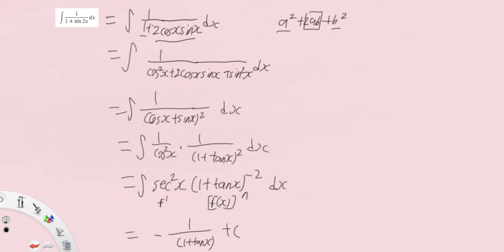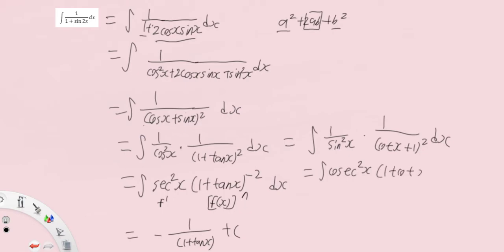Amazing, right? Of course, if you want, you can take out sine x instead. From here, if you take out sine x, we get integrating 1 over sine squared x times 1 over cotangent x plus 1, squared, dx. You notice that you get cosecant squared x, and really the same idea, it's f prime times f of x to the power n. And you notice that you get 1 over 1 plus cotangent x, plus c.